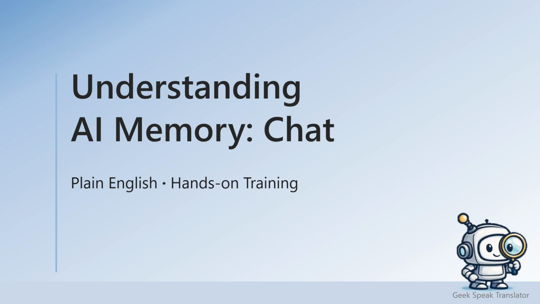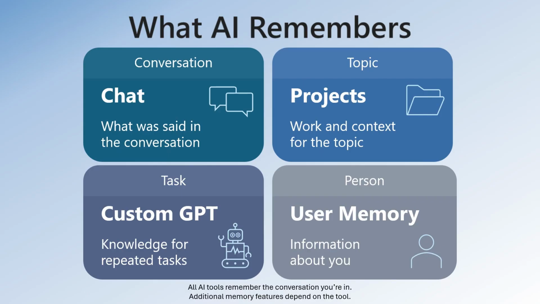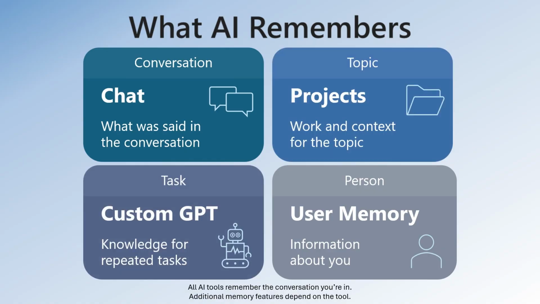Most people think AI either remembers everything or nothing, but the truth is simpler than that. AI has different layers of memory, and what gets saved can vary. The four common ways AI tools remember information: chat, projects, custom GPTs, and user memory.